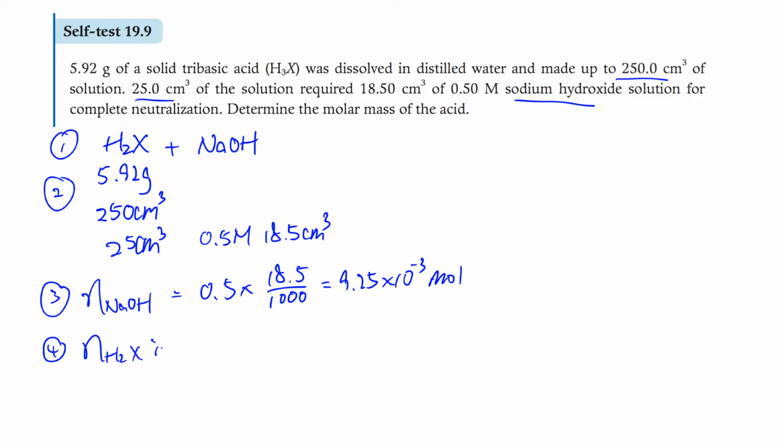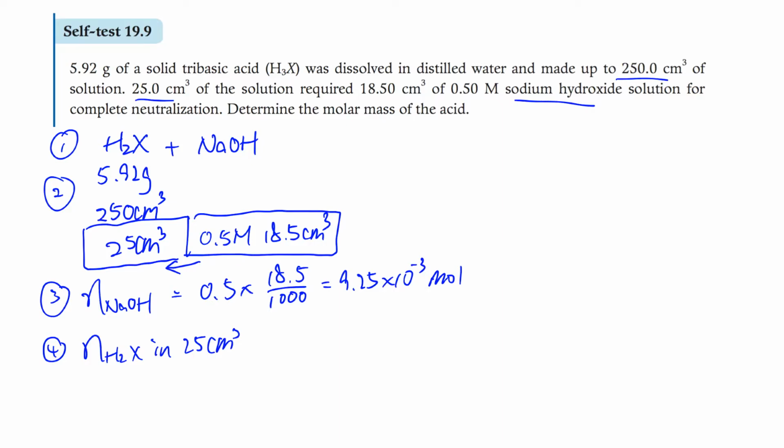So H3X in 25 cm cube, because you go from this box to this box, therefore it will be a mole ratio. Because it's H3X, sorry, it will be a 1:3 ratio. I forgot doing the ratio part. Make sure you have the ratio part, this is 3. And then next, 9.25 times 10 to negative 3 divided by 3 times 1. So the answer for this one will be 3.08 times 10 to negative 3 mole.